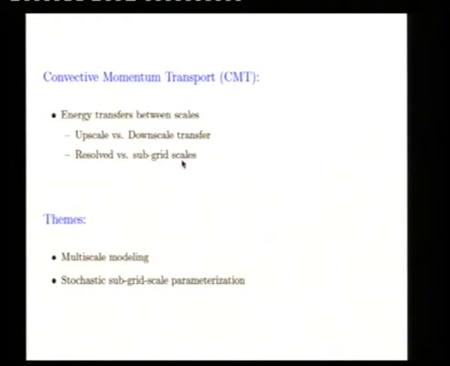And we're also going to be thinking about this in the context of parameterizations and models. So resolved scale processes interacting with subgrid scale processes. A couple of the themes will be multiscale modeling and stochastic subgrid scale parameterization. So there'll be four main topics here, three about multiscale modeling to try to better understand some of these processes to inform how to best represent them in this last topic here. Okay.